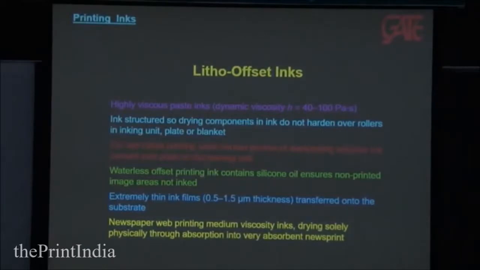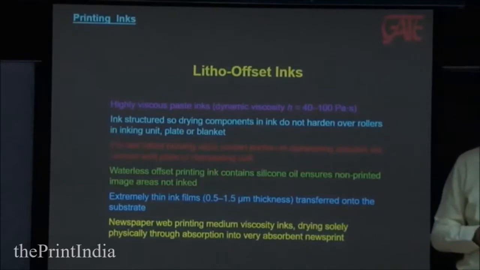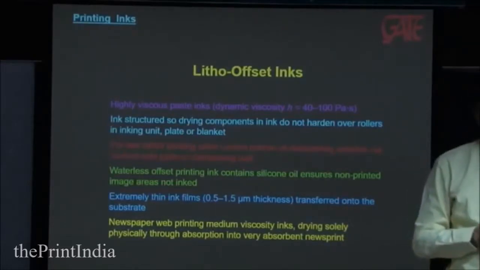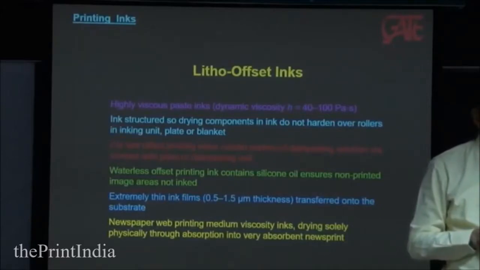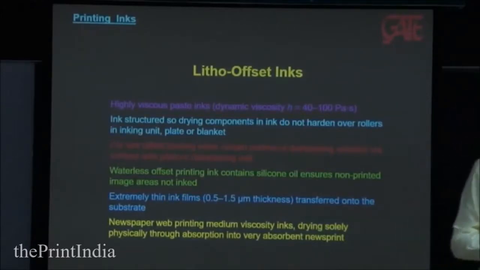For wet offset printing, a certain portion of dampening solution is taken via the contact with the plate and dampening unit. Okay, waterless offset, we have very few waterless offset machines, and I know only 2 or 3. Waterless offset ink contains silicone oil to ensure non-printed areas do not get ink. If you look at the waterless offset plates, it has a silicone coating on the non-image area, so it doesn't take ink. So we don't need the dampening solution there. The inks are special like this.